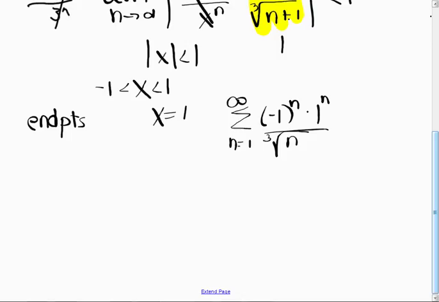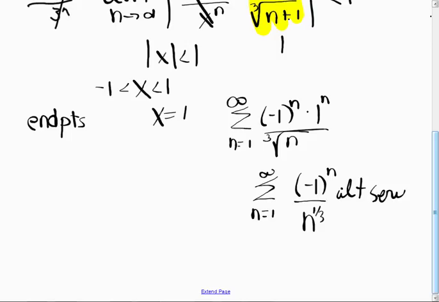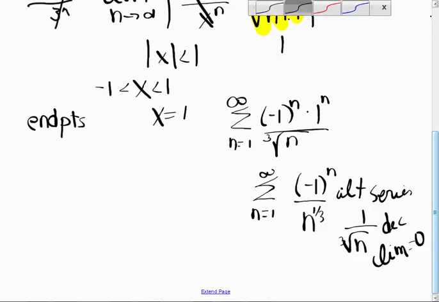Okay, and that's still okay because it's really this. The sum from n equals 1 to infinity of negative 1 to the n, and if you want to think of this as n to the 1/3, it's an alternating series. Remember, 1 over the cube root of n is certainly decreasing, and its limit is equal to 0. Okay, so now we'll do x equal to negative 1. That's definitely decreasing. That converges.